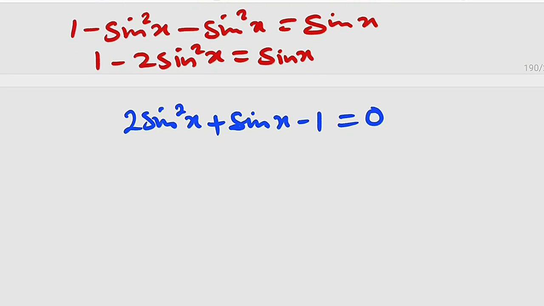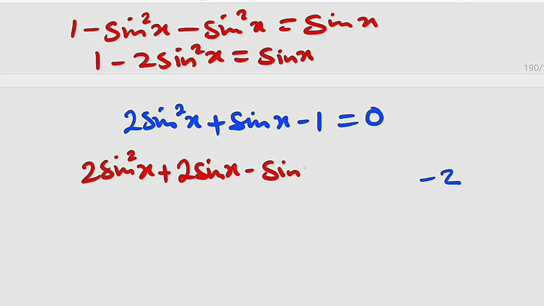Now we have a quadratic equation in terms of what? Sine x, which can also be factorized. Take this, multiply by this, you obtain negative 2. Then you think of two numbers that multiply to get negative 2, but when you add them together you get positive 1, which is the coefficient of sine x, and the numbers are 2 and negative 1. So we can rewrite this as 2 sine squared x, plus 2 sine x minus sine x, that is minus 1, minus 1 equal to 0.